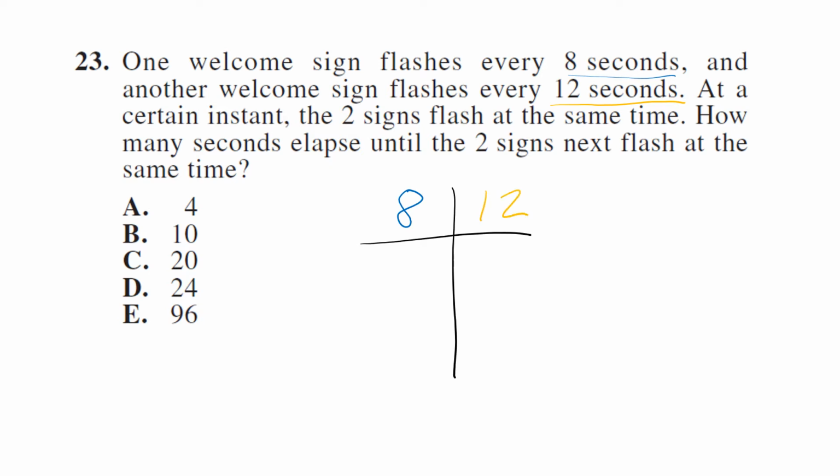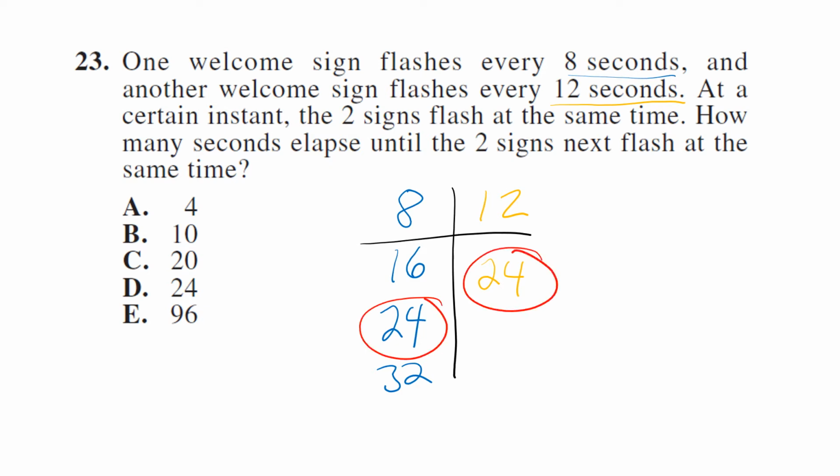Okay. So this one is going to flash at 8 seconds, then it's going to flash again at 16 seconds, then 24 seconds, and then 32 seconds. And the 12-second sign is going to flash at 12, and then 24, and now we already have our match. So they flash together again at 24 seconds. So your answer is D.